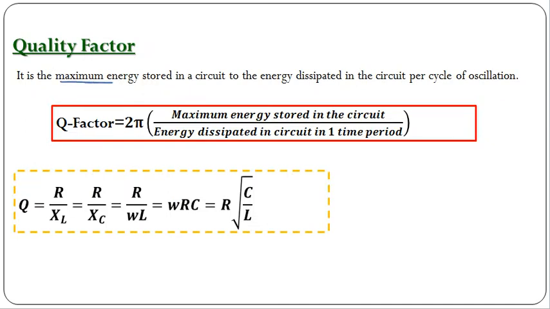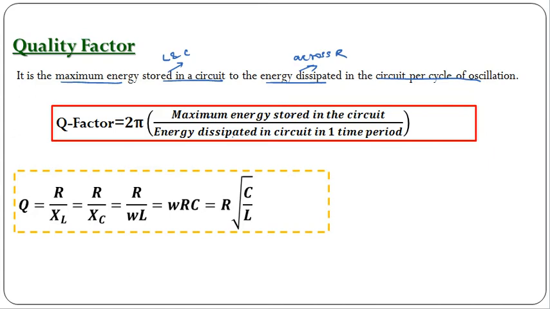Quality factor is the maximum energy stored in the circuit. It means maximum energy stored in the inductor and capacitor, because these two are the only energy storage elements, divided by the energy dissipated in the circuit per cycle of oscillation. So energy is dissipated across resistance. The quality factor formula is given by 2 pi into maximum energy stored in the circuit divided by energy dissipated in the circuit in one time period.